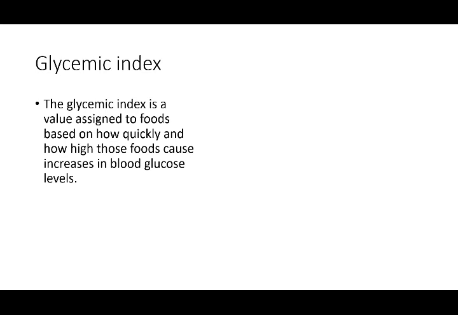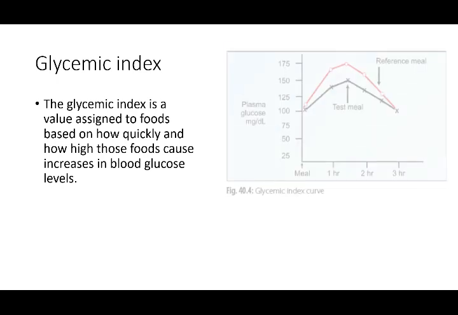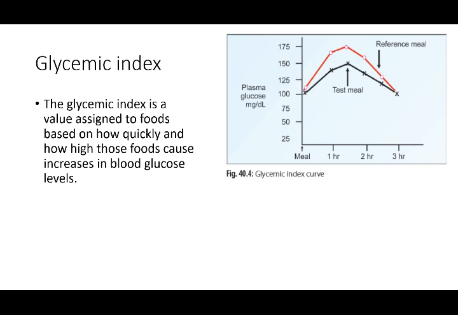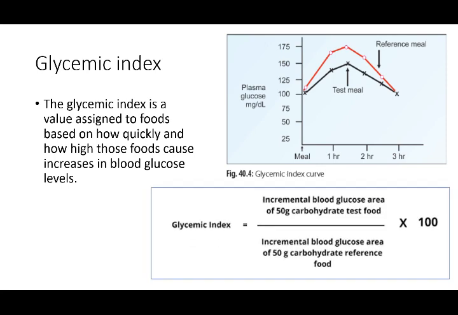So moving on to the answer, glycemic index is a value assigned to foods based on how quickly or how high these foods can cause increase in blood glucose levels, right? So it is actually mathematically calculated by taking the area below the test meal, dividing it by the area below the reference meal. So if you can see the area below the black curve here, yes, this is the black curve. The area below the black curve is this much.